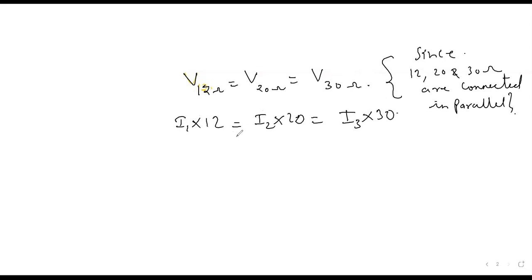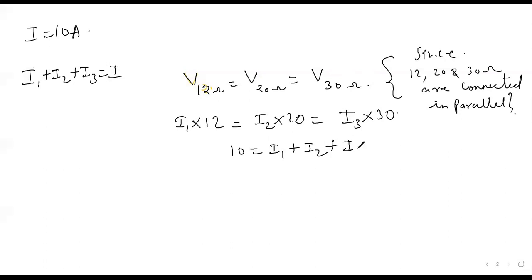So I have a relation like this, and I have one more relation, that is I1 plus I2 plus I3 is nothing but I. This value of I I have calculated as 10 amps. So I have one more equation: 10 equals I1 plus I2 plus I3. How can I write I2 in terms of I1 from this? I2 is I1 into 12 by 20, that is 3 by 5. So 3 by 5 I1.